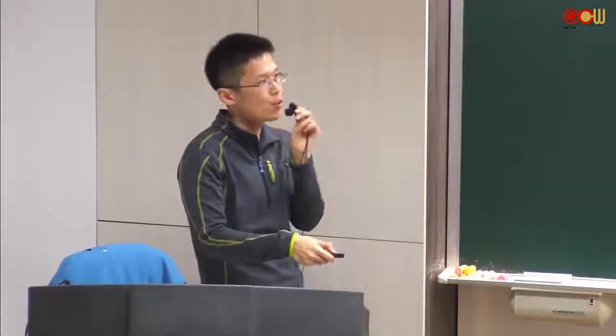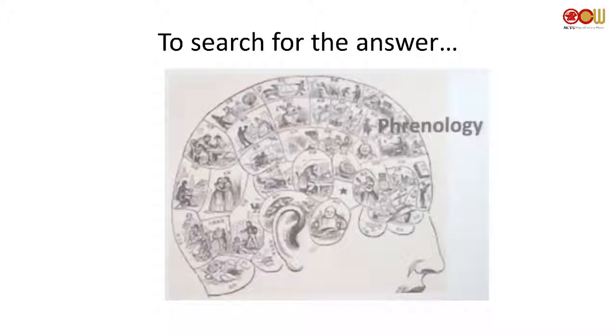For example, this is the shape of your skull. Probably this region has something to do with your intelligence, just for example. And this region has something to do with your music talent. And this region has something to do with how artistic you are. And probably this region has something to do with how sociable you are. They assumed every human trait could be somehow relevant to a particular region on your skull. This knowledge system is called phrenology.